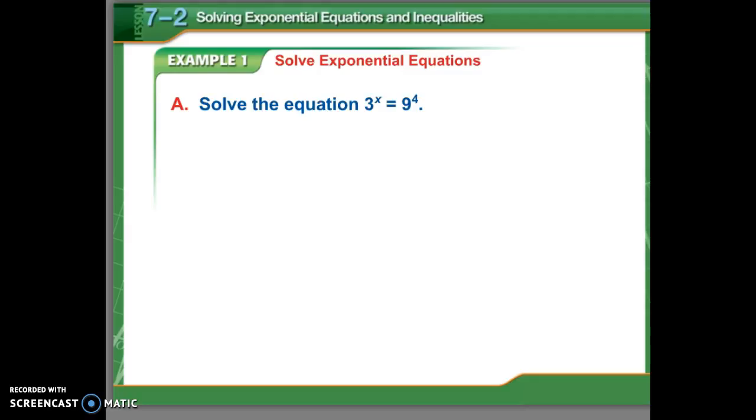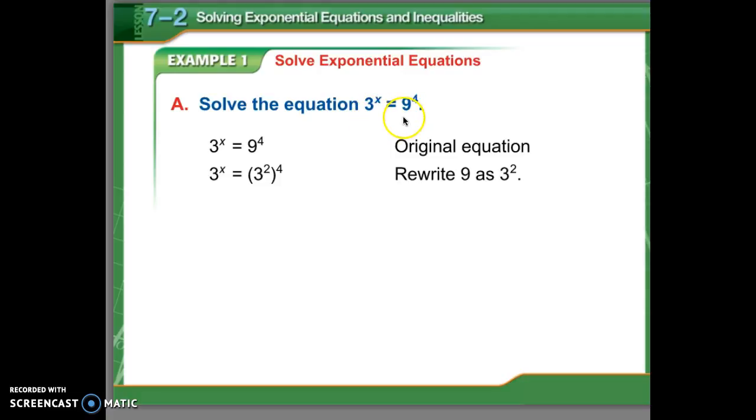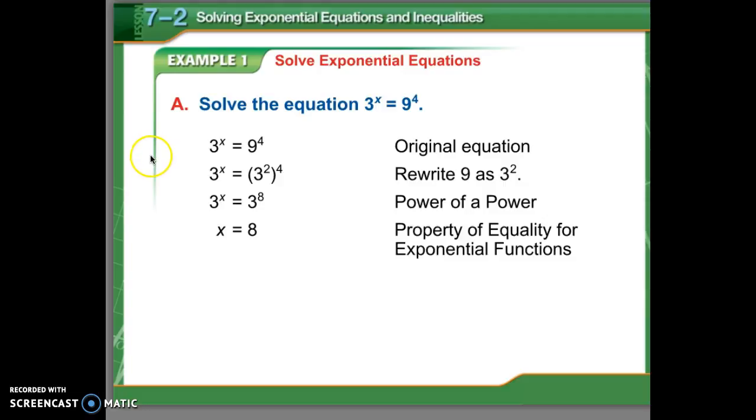Alright, so our first example, it says solve the equations 3 to the x power equals 9 to the 4th power. So what we're going to try to do in these kind of equations is to come up with the same base on each side of the equations. So we need to recognize first that 9 is the same as 3 squared. So we can rewrite 9 as 3 squared and 9 to the 4th as 3 squared to the 4th, which becomes 3 to the 8th, which means that x equals 8.